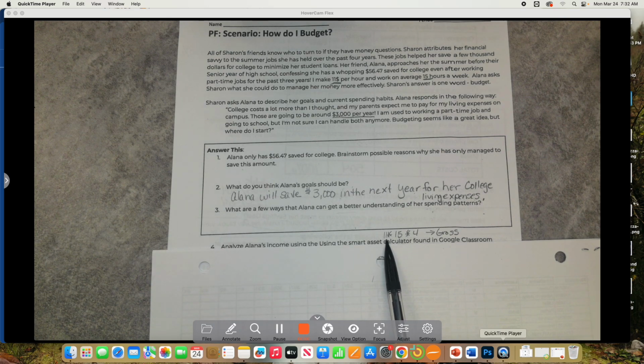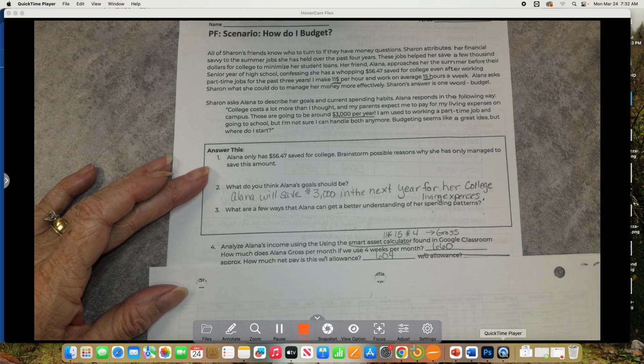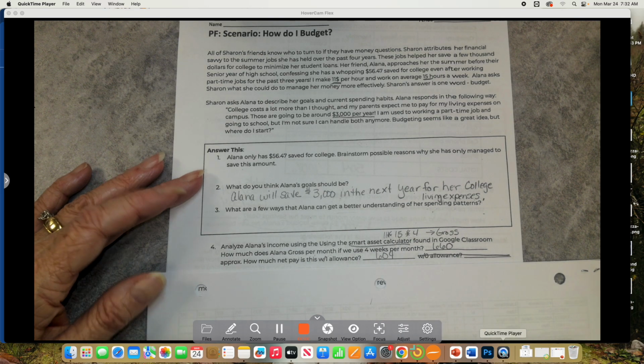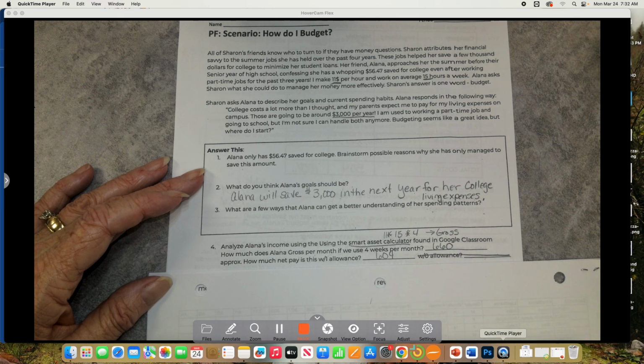Her gross is going to be calculated by taking her $11 an hour times her 15 hours times 4 weeks. This is going to give us her gross income for the month, because that's what we need to know. How much does she make per month? That is going to give us $660. Approximately, what is her net pay? This we key into the Smart Asset Calculator found in your Google Classroom, and we'll get $604. We do not have to worry about the 0 allowances. We're going to use 1 allowance.